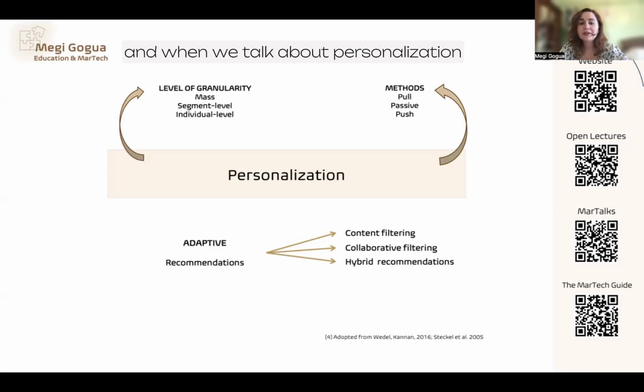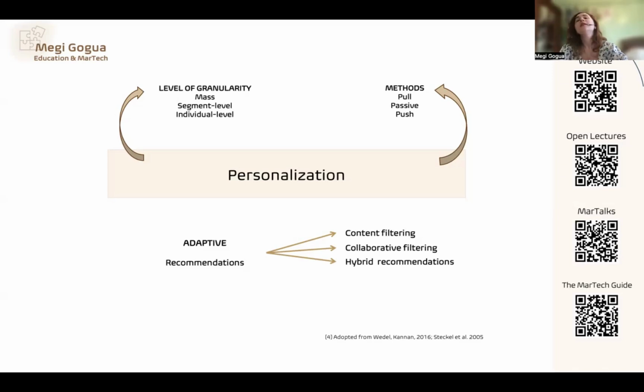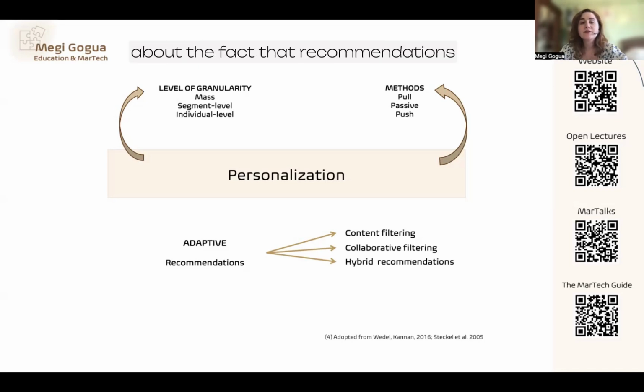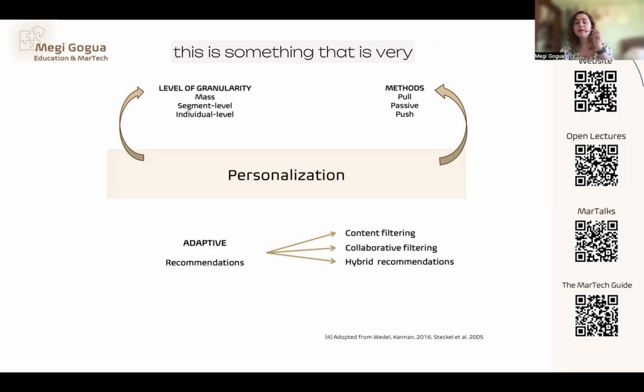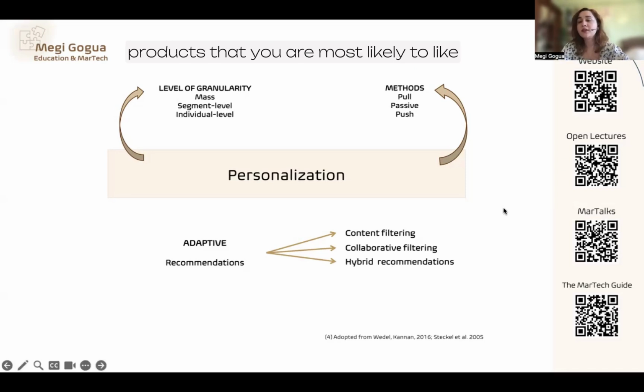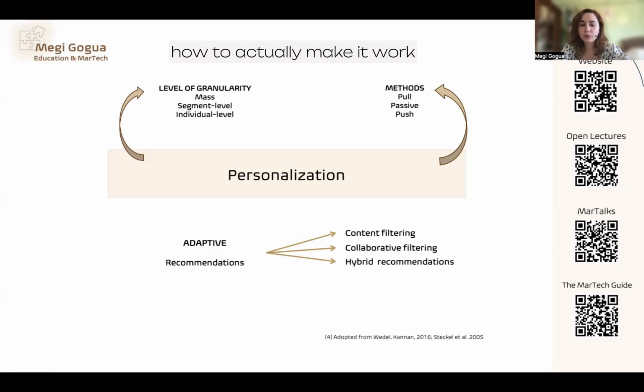And when we talk about personalization in the form of recommendations, which is the adaptive personalization, this is actually key. As we talked about recommendations when we covered chatbots, AI, and machine learning, this is something that is very, very popular nowadays in marketing. And this is about offering the products that the customer is most likely to like. And we have different approaches on how to actually make it work: content filtering, collaborative filtering, and hybrid recommendations.